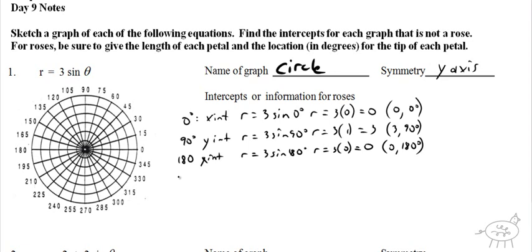And then we're going to do 270, which is a y-intercept. So r is equal to 3 sine of 270. Sine of 270 is negative 1, so it's negative 3. So we've got negative 3 comma 270. That's it. Those are the 4 points we're going to plot.